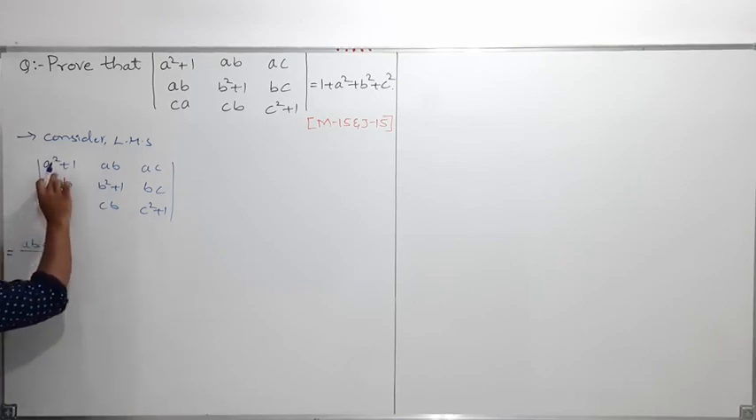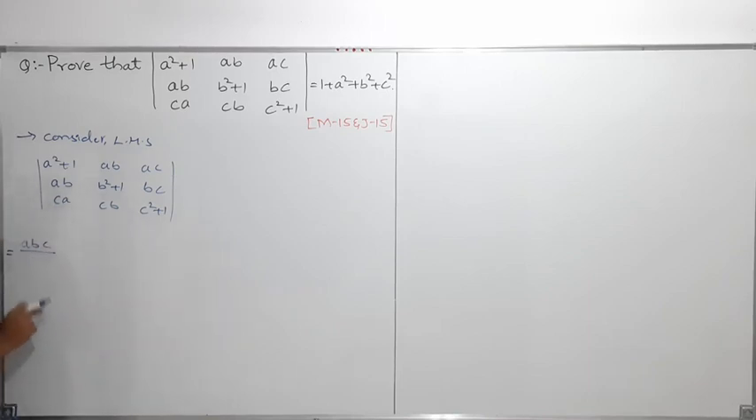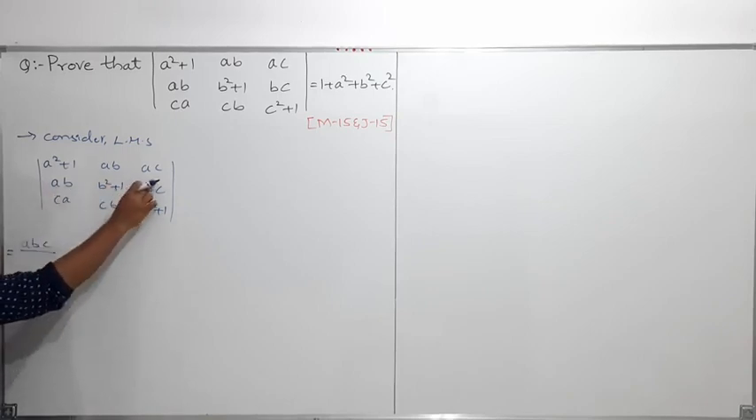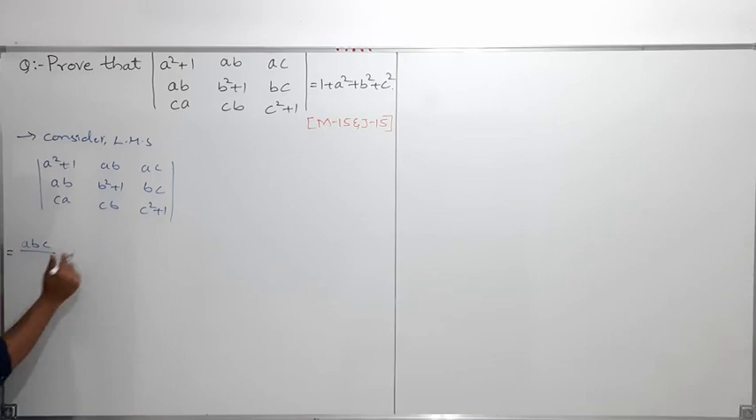So I wanted to multiply A to row 1, B to row 2, and C to row 3. Therefore I wanted to multiply this ABC. For that reason, before multiplying A to the first row, B to the second row, C to the third row, I will multiply and divide by ABC.